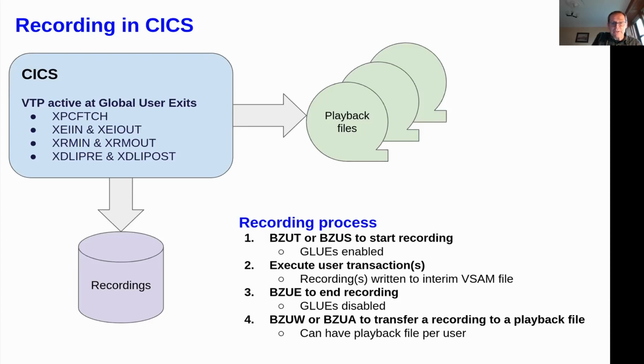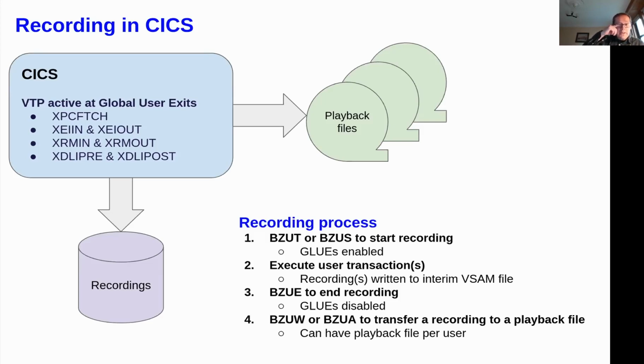The recordings themselves are stored in a VSAM file, and that VSAM file will contain all the recordings performed by every user in that region up to the point that the user decides to write them out to a playback file. The playback files are sequential files and they're defined as TDQs in CICS. By default, there'll be one playback file defined to a CICS region, but if you want, you can define multiple TDQs. You can have as many as you want.